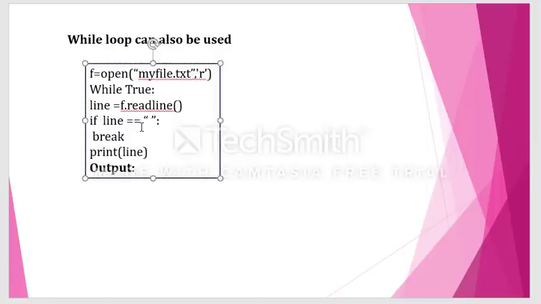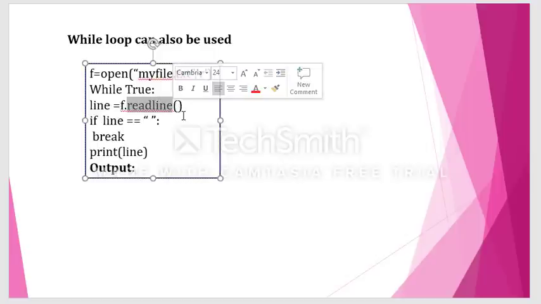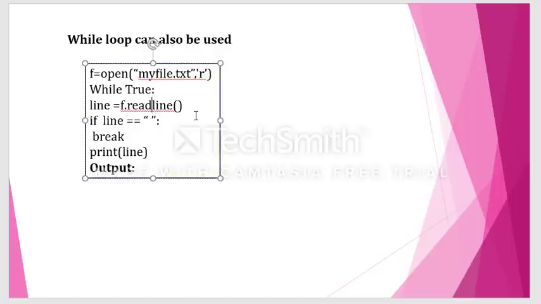When you observe this program, what happens is I am writing while true. Okay, line is equal to f dot readline. What is this readline? The readline function will read each and every line of a file. What is the read function? The read function will read all the contents of the file at once. So there is a difference between readline and read function.